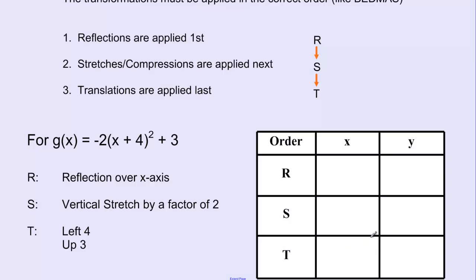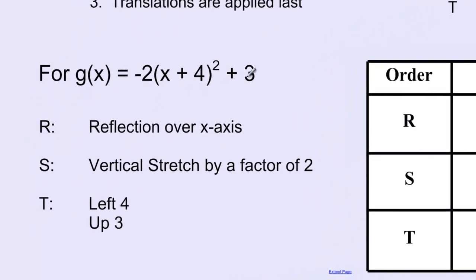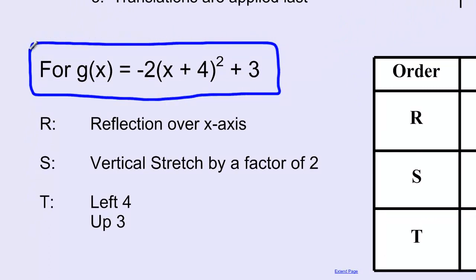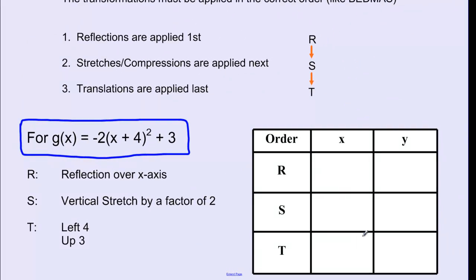So here's our function again: g of x equals negative 2 times (x plus 4) all squared plus 3. And here are the 4 different transformations we came up with on the previous slide: a reflection over the x-axis, vertical stretch of 2, left 4, and up 3. We will now transfer these 4 transformations into our table. We'll begin with the reflection over the x-axis.